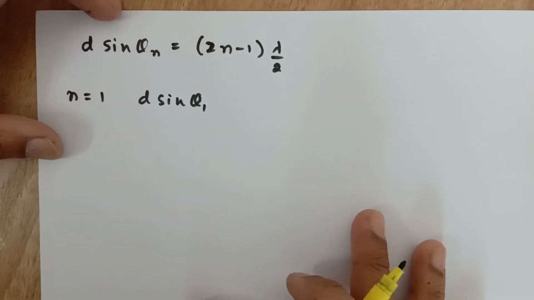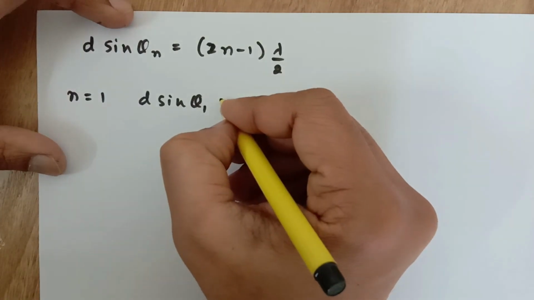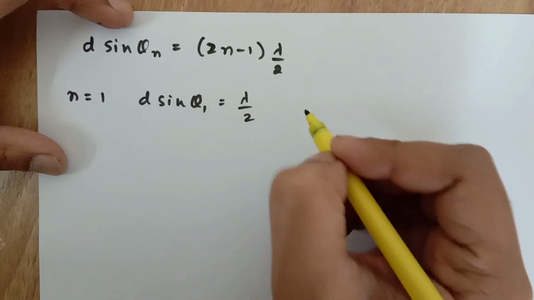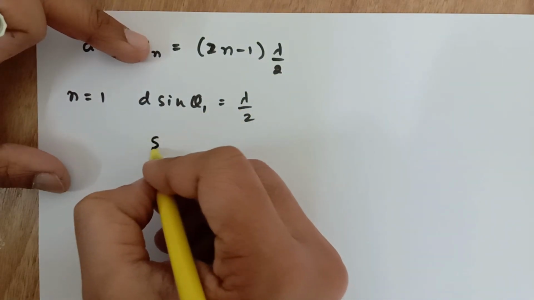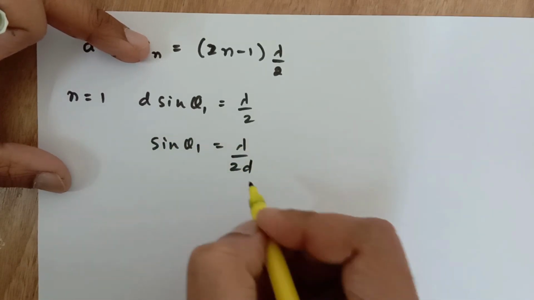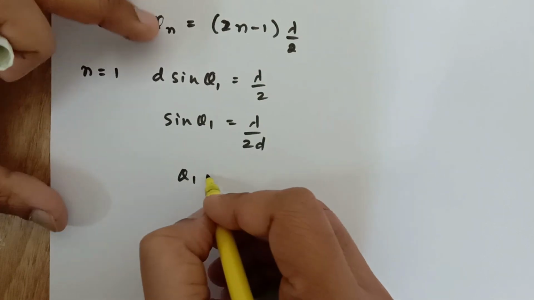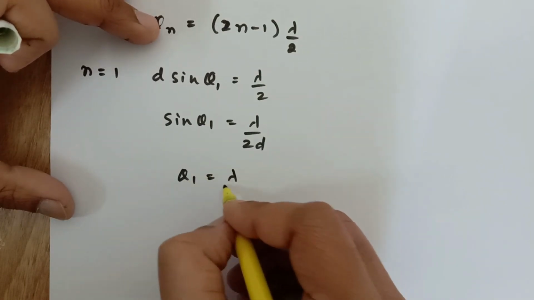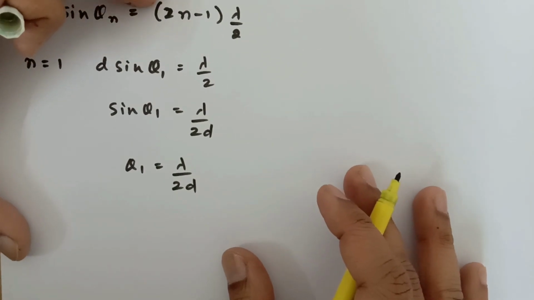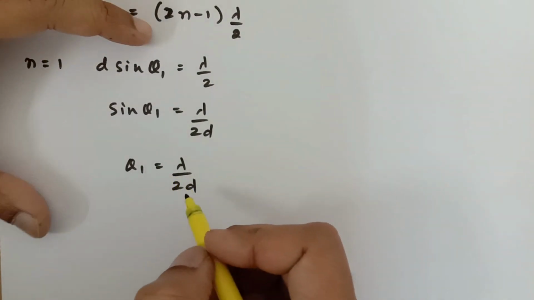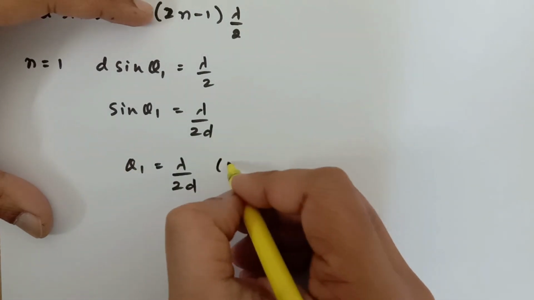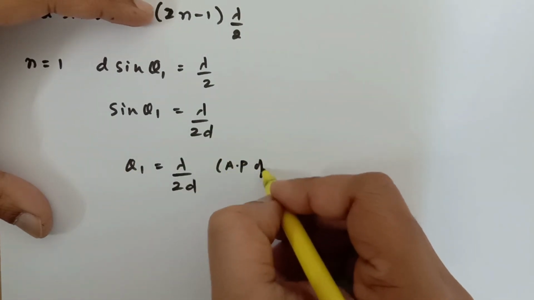So again, for n equal to 1, it would be lambda by 2, and simply d sine theta 1 is equal to lambda by 2, and then theta 1 would be equal to lambda by 2d, considering this angle to be very, very small.